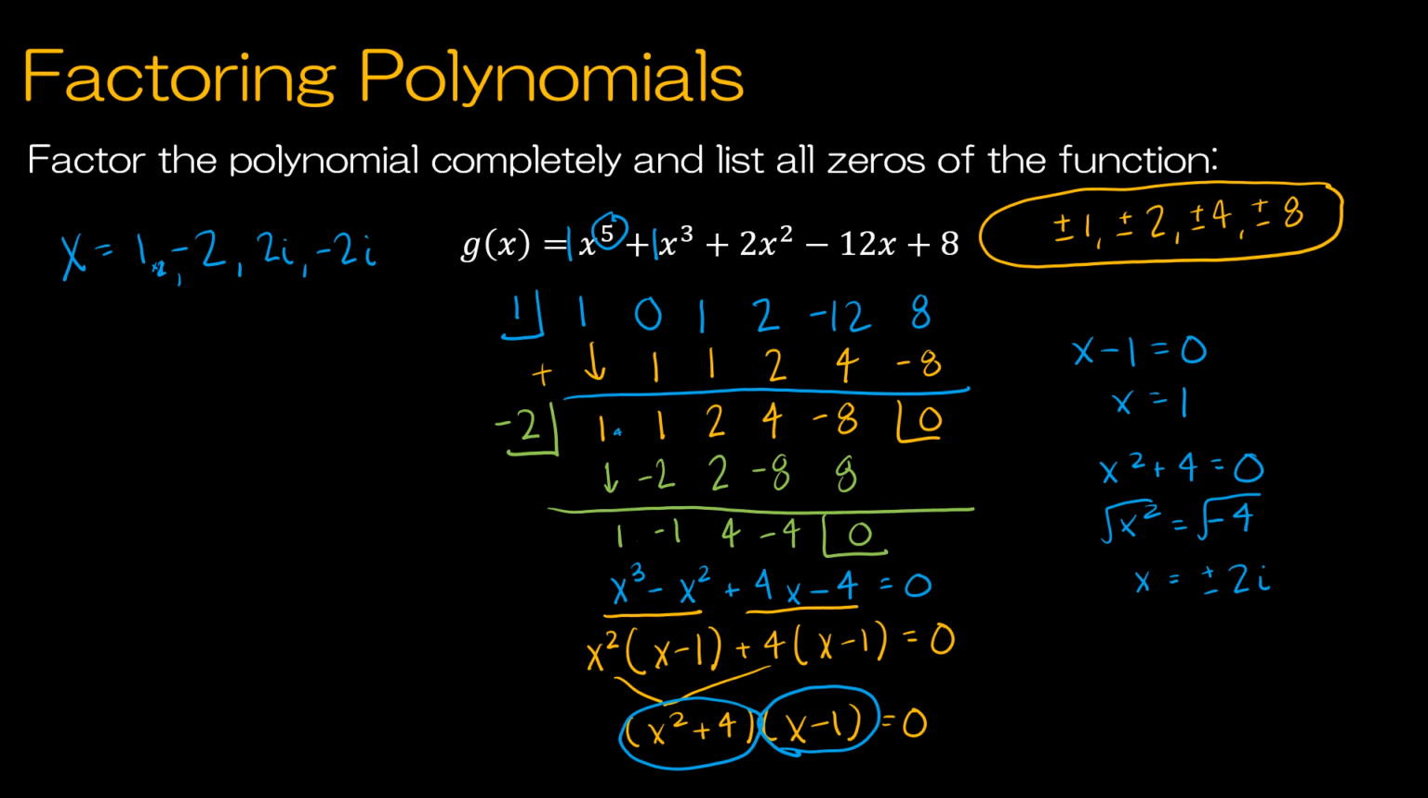Now, factoring completely, again, I would say g of x is equal to, and then I'm just using each of those zeros. So x minus 1, and there were 2 of them. And then we had x minus negative 2. And then we had x minus 2i, and we have x plus 2i. So that's the complete factorization and the zeros.